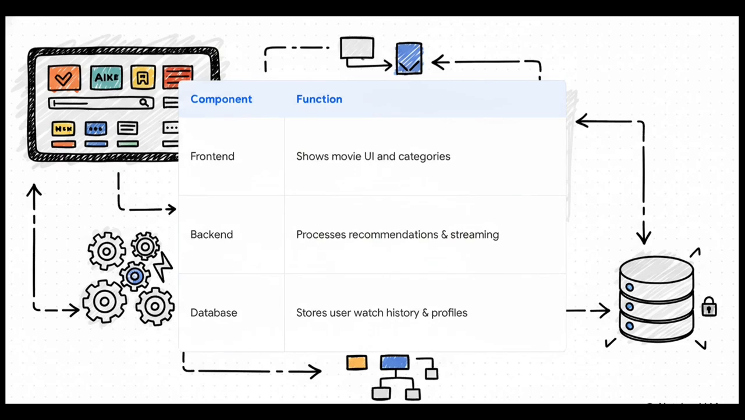Or how about Netflix? Same exact principle. The front end is that slick interface where you're browsing for something to watch. The back end, though, that's the powerful recommendation engine, crunching data to figure out what you'll love next, and it's also handling the insane complexity of streaming that video to you flawlessly. And of course, the database is remembering every single thing you've ever watched. It's a system designed to give you that seamless experience.